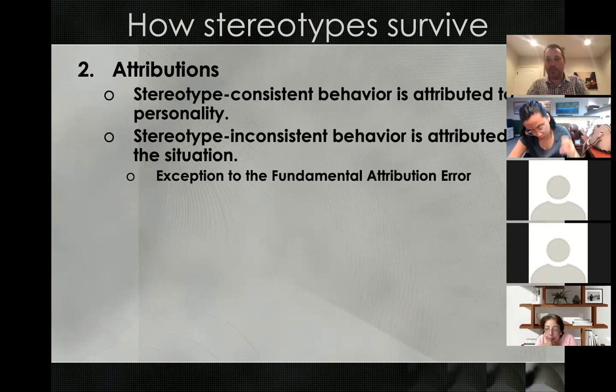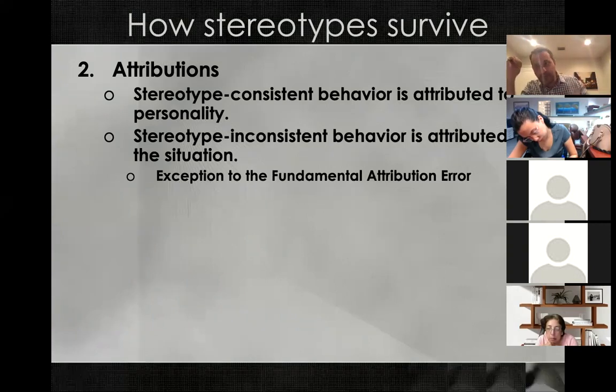So let's say, for instance, that I have a stereotype, which I don't have, but let's say I have the stereotype that Hispanic students, they're just no good at social psychology. That's the stereotype, let's say, that I have. Well, if I see a Hispanic student in my class fail an exam, then I say, you know what, that's because they're just bad at social psychology. See, that confirms my stereotype. Right? I attribute it to their personality. It's a dispositional attribution. On the other hand, if I see a Hispanic student get the best score in my class, well, that's inconsistent with my stereotypes.